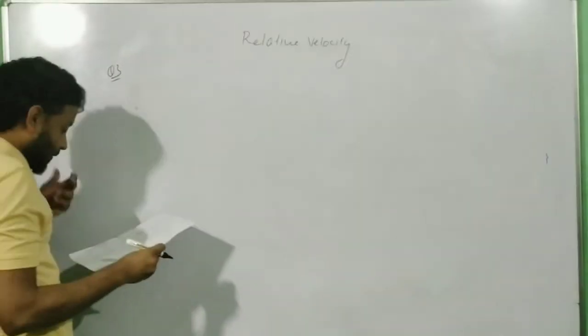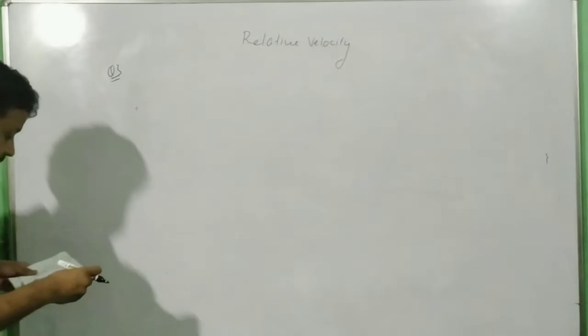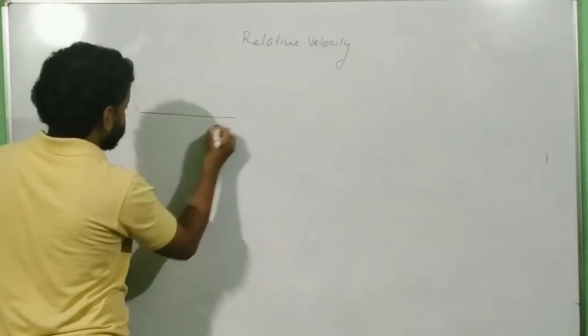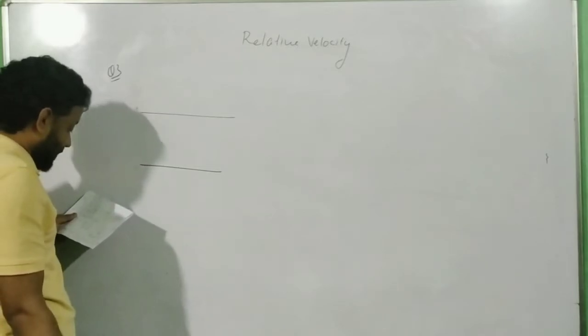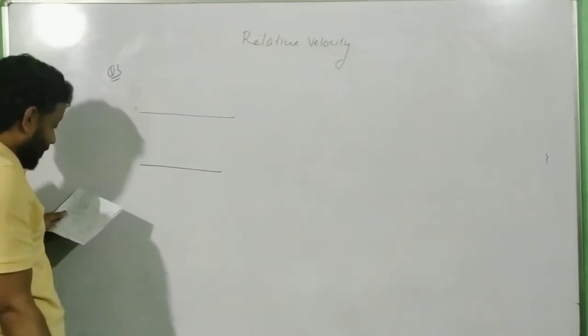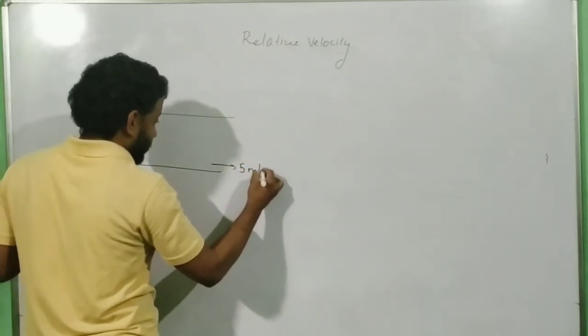In question number 4, the question deals with the river and boat problem. The question is like this: there is a river over here, and this river has a velocity of 5 meter per minute.